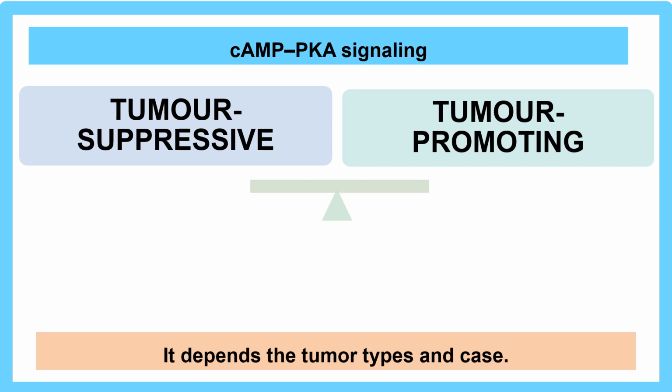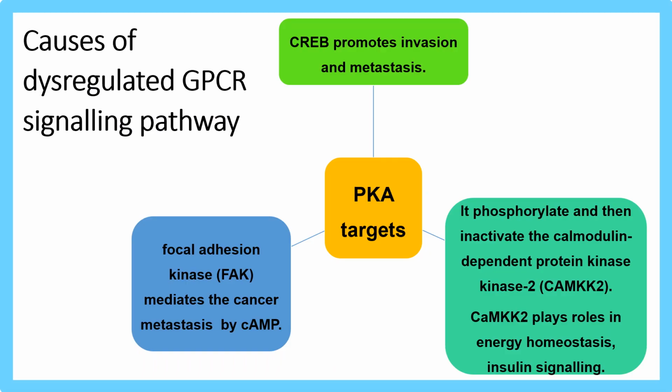Now, if we want to look more specifically at the cAMP and PKA signaling, in some cancer types it provides a tumor suppressive role, so that it prevents the production of tumors. And in other tumors, it has a tumor promoting role. Now, how? Because CREB, which is one of the targets of PKA, helps promote invasion and metastasis. And focal adhesion kinase, which is a type of enzyme, also helps mediate cancer metastasis by cAMP.